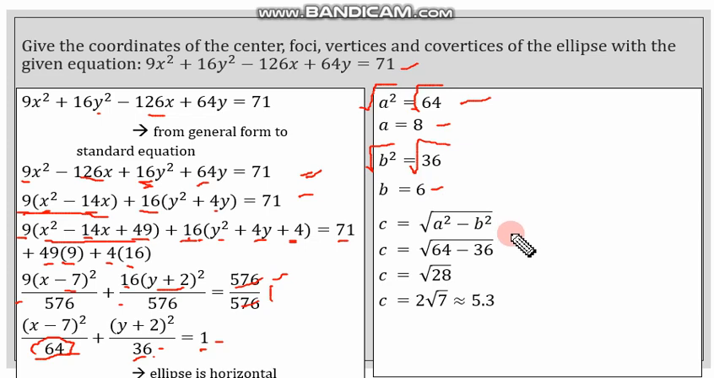We will get c since what is asked for is foci, vertices, co-vertices. So we have the center, which is at 7 and negative 2. The vertices and co-vertices, then the foci. So c is equal to the square root of a squared minus b squared. So a squared is 64, b squared is 36. So 64 minus 36, that's 28. So c is equal to the square root of 28, or that's 2 square root of 7, or approximately 5.3.